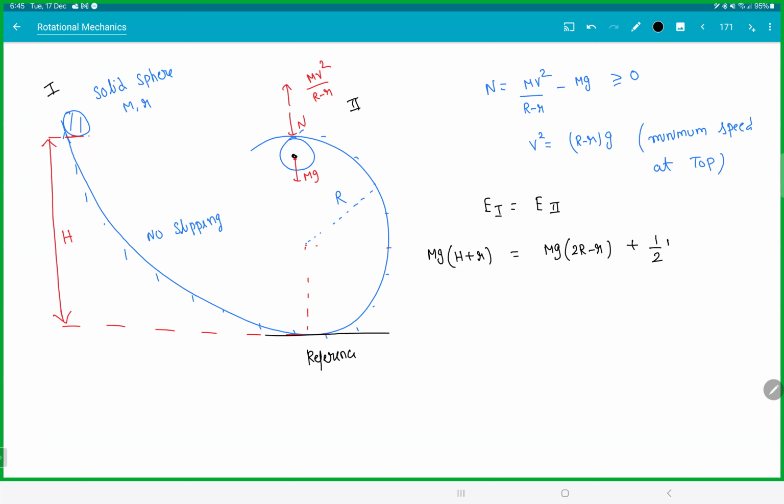Plus kinetic energy, which will be half mv square plus half I omega square. Simplify this. This would be mgh. Send that r to this side. You will get mg(2 capital R minus 2 small r). This is half mv square. I will be 2 by 5 m small r square omega square. Here it is not slipping, so v is equal to small r omega.